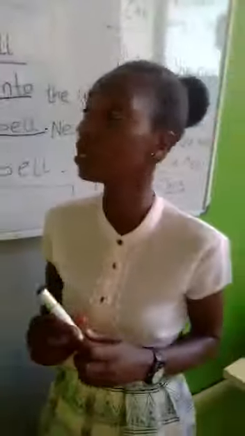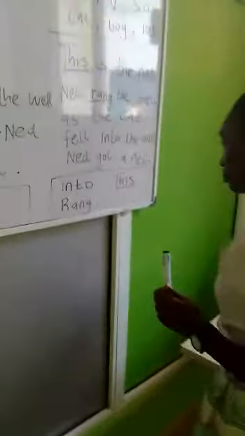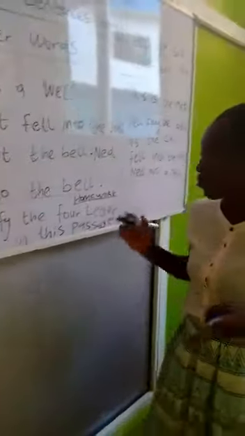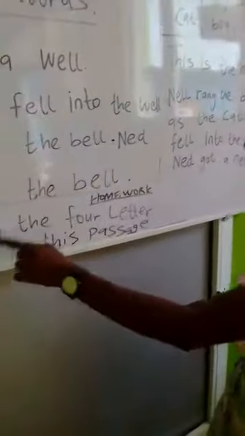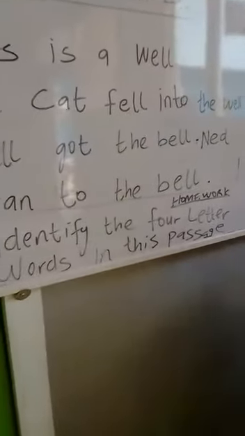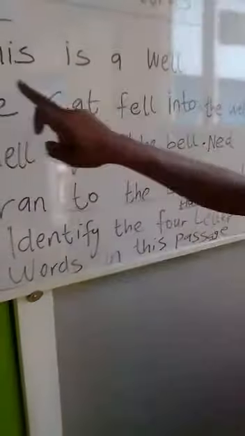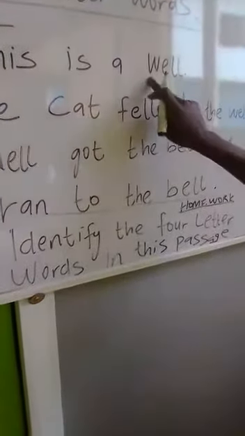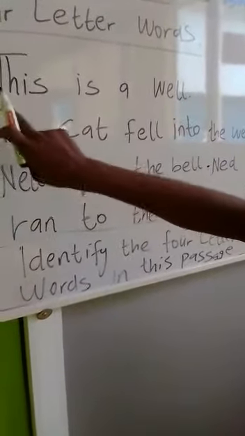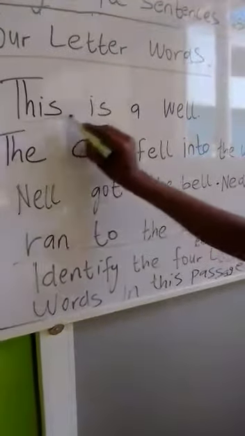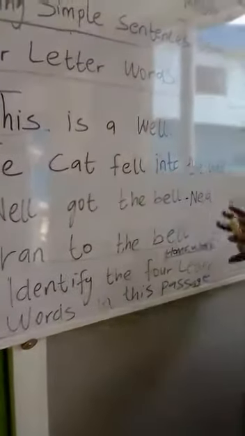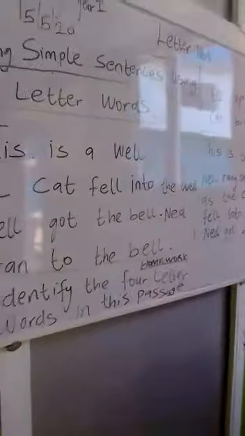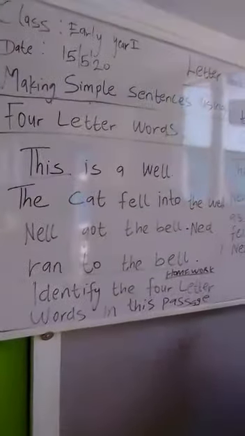Remember to stay safe. So, homework. I need you to identify the four letter words in this passage. How do I mean? When you read this, you underline. For instance, 1, 2, 3, 4. You underline. Okay? So identify the four letter words in this passage and also underline them.